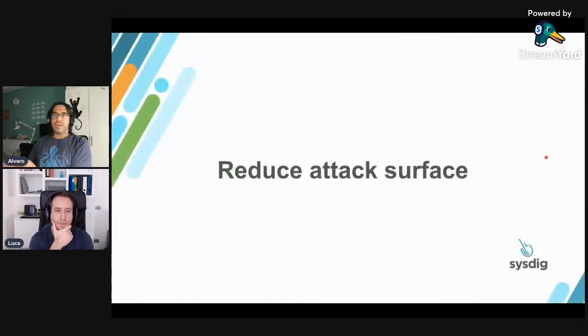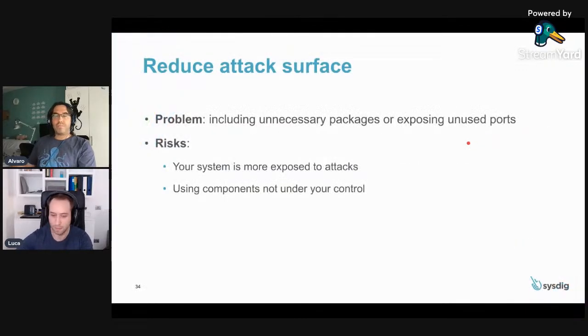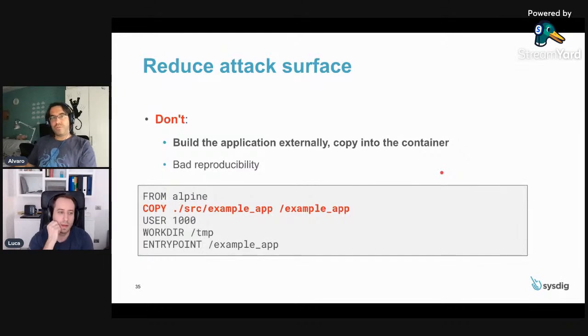Okay, let's move on, and now let's briefly talk about a different topic: reduce attack surface. What does this mean? The problem is if we are including unnecessary packages or exposing ports that you are not really using in your container, then the risk you are assuming is that your system is more exposed to attacks using these ports or exploiting vulnerabilities in these packages. And also you are using components you maybe don't need, and they are not under your control. So again, you might be including vulnerabilities or some ways to enter into your container and exploit them. So let's see how we reduce attack surface.